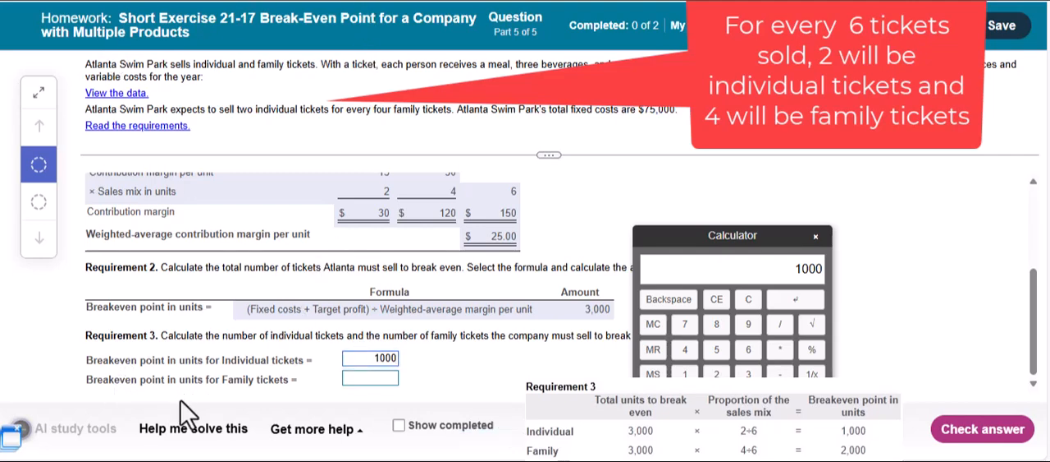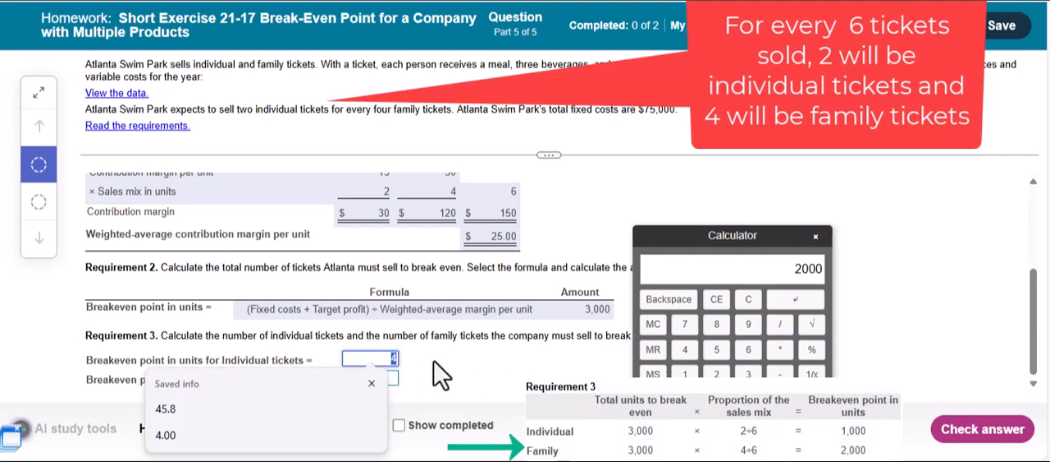And then we're going to repeat that process with the family tickets for the break-even point in units for family tickets. So let's clear our calculator. I'm going to take this break-even point in units of 3,000, and then we are going to multiply by the proportion of family tickets. So that's 4 out of 6 tickets, because between these two, it's a total of 6. So out of every 6 tickets, they expect to sell 4 family. So that's 4 out of 6. Let's multiply this by 4 and divide by 6 to get that proportion. And that is going to give us 2,000.